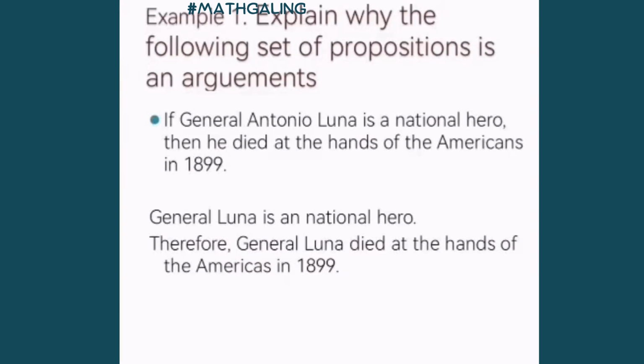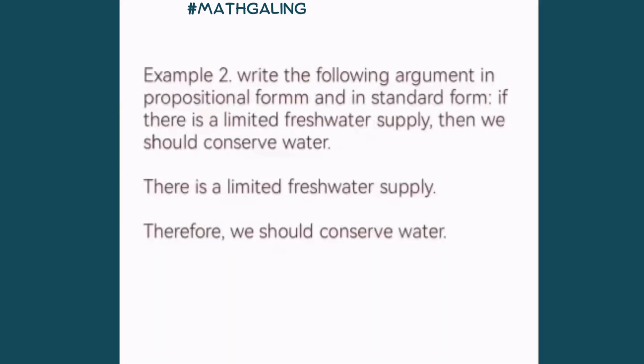Example number 1. Explain why the following set of propositions is an argument. If General Antonio Luna is a national hero, then he died at the hands of the Americans in 1899. General Luna is a national hero, therefore General Luna died at the hands of the Americans in 1899.